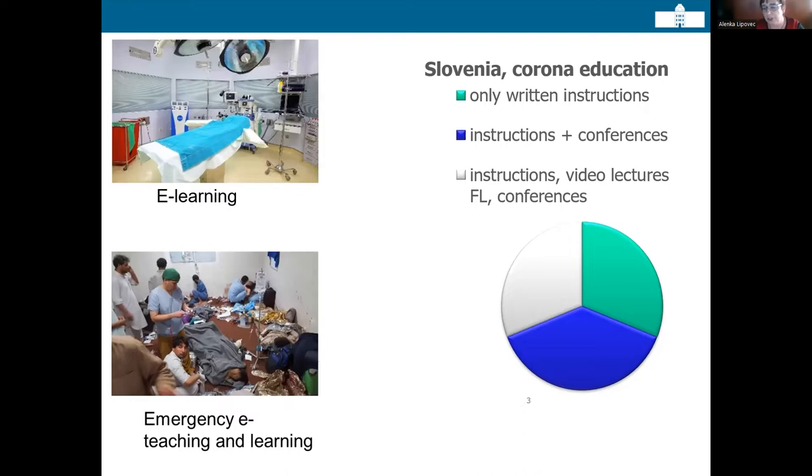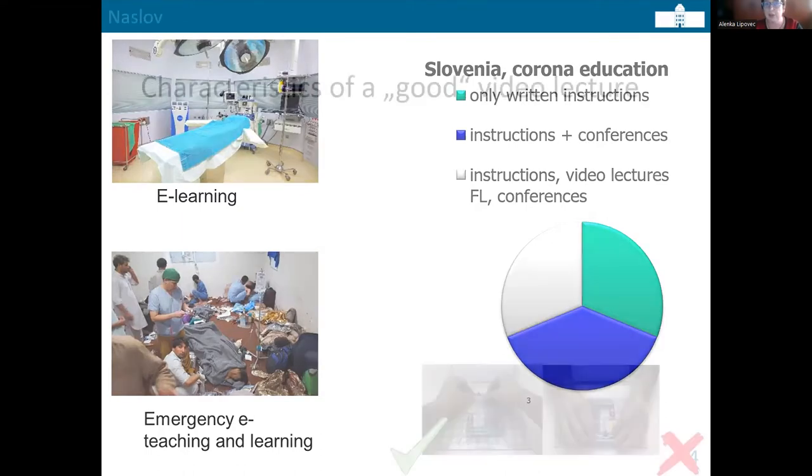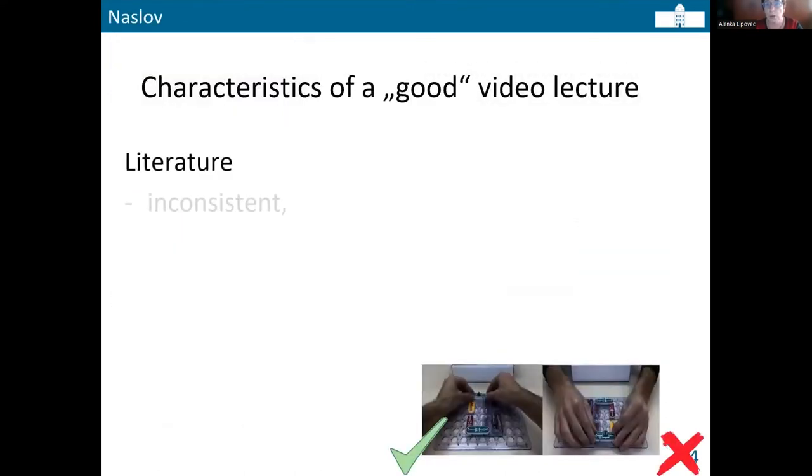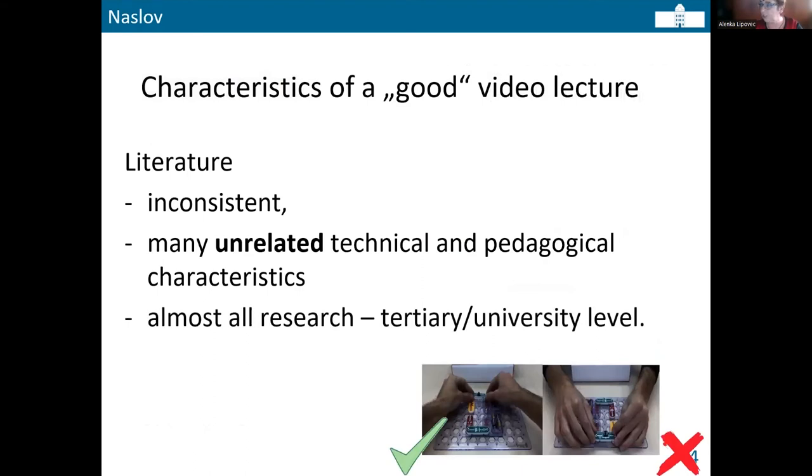So video pedagogy is something that is researched, is acknowledged as a promising approach, but when we come to practice, it doesn't work. And actually, it doesn't work well because we don't have a lot of video lectures. And we also don't know when a video lecture is a good one.